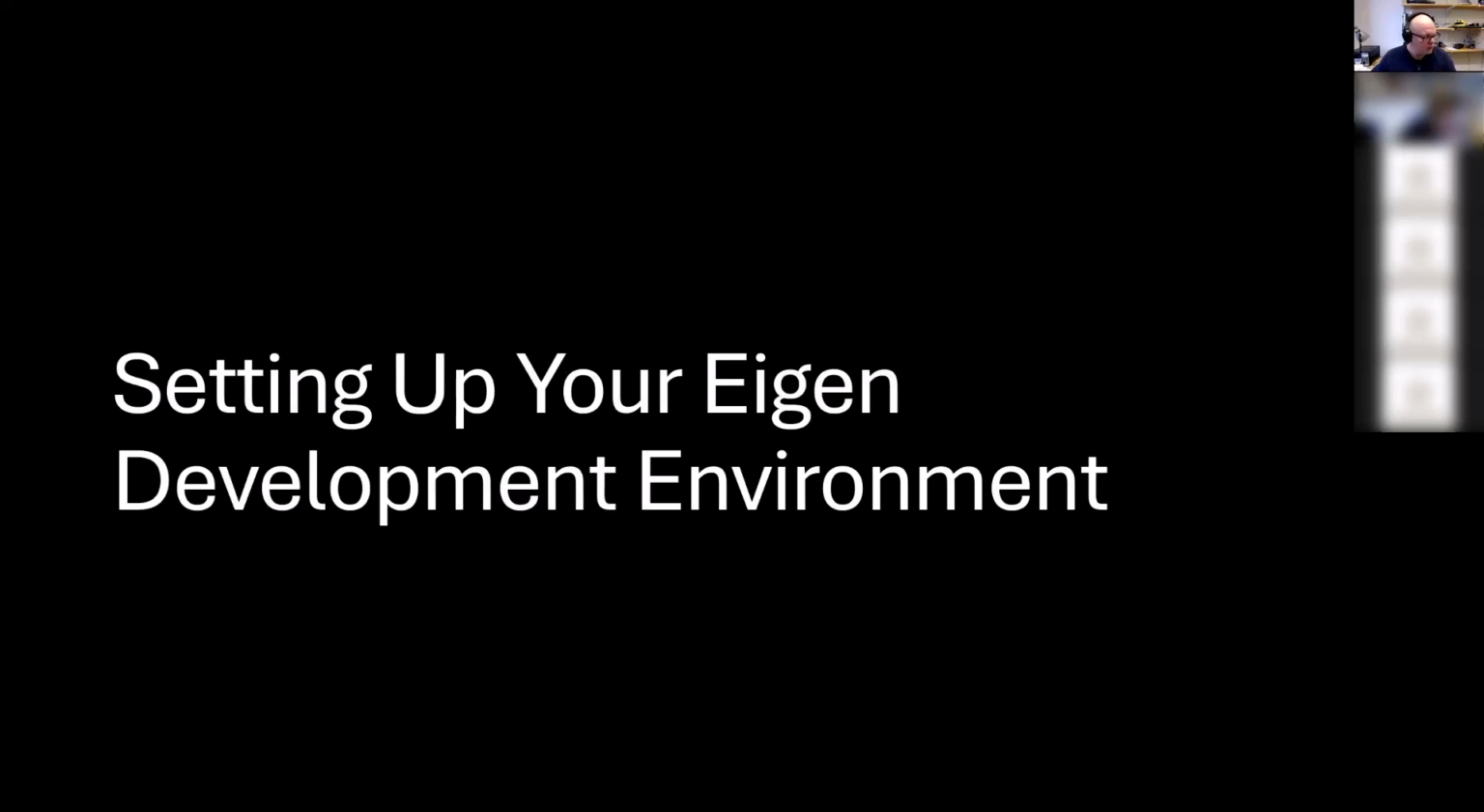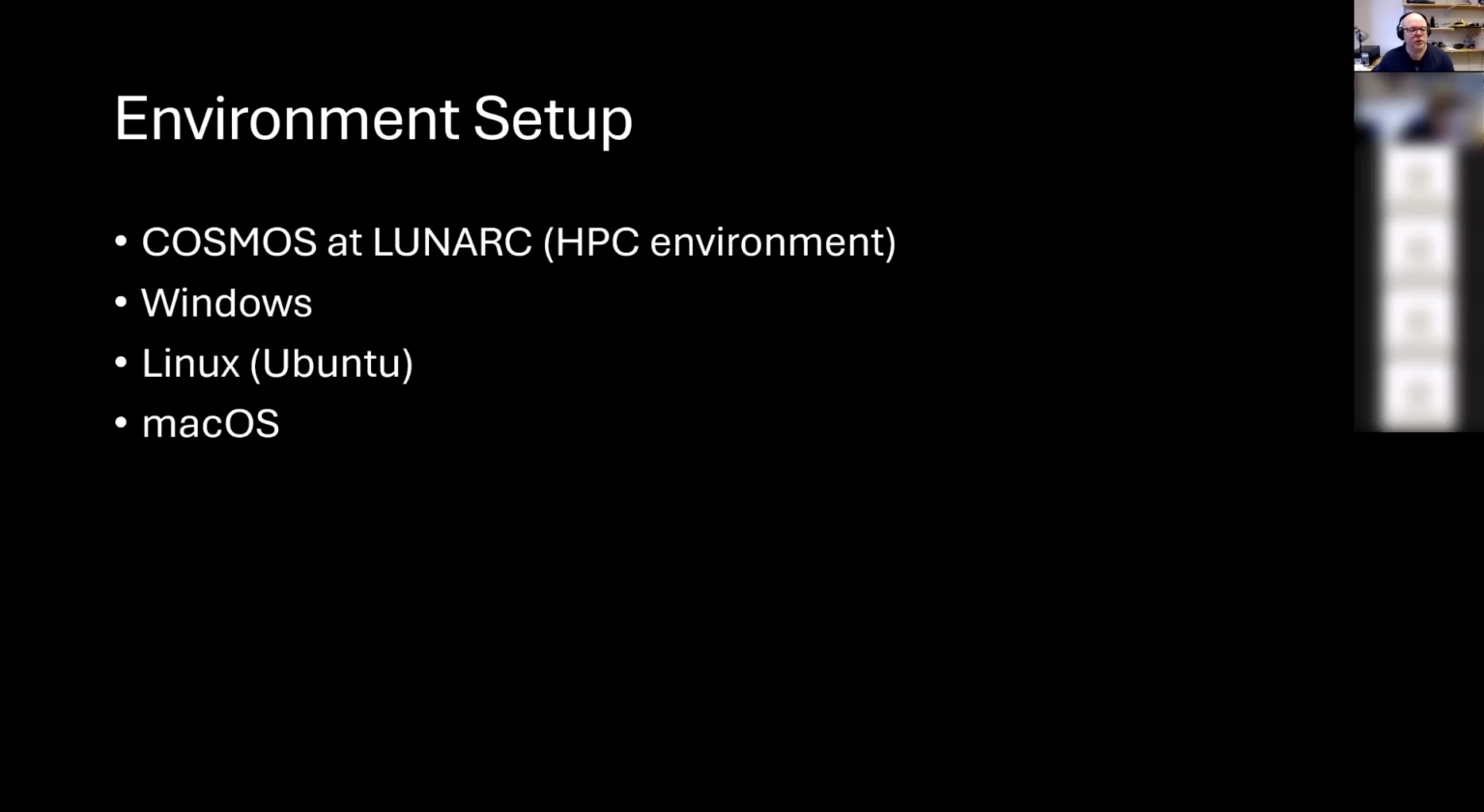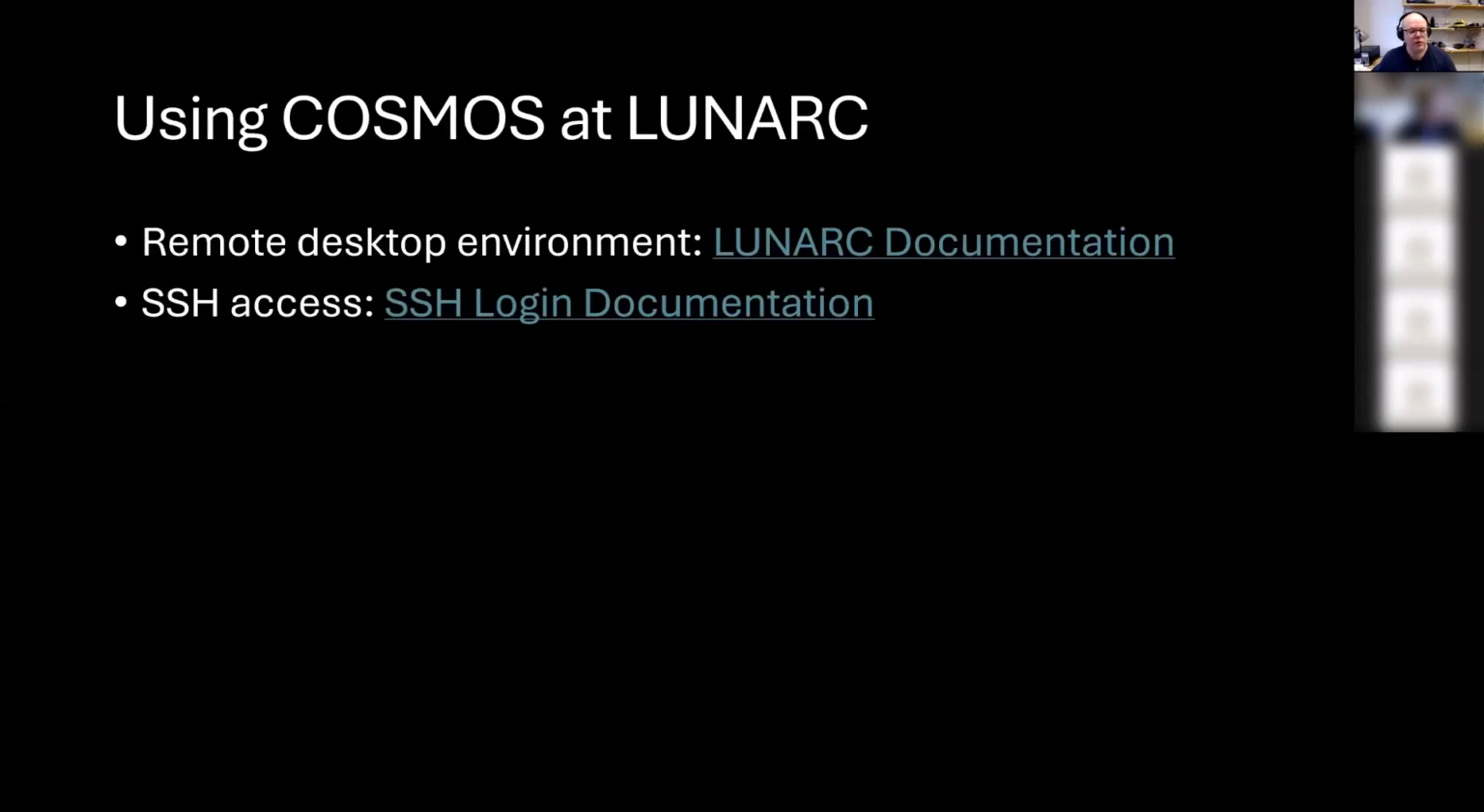This we've gone through here a bit already, but I'm just going to skip it here, so I'll go quickly through it. So Cosmos at Lunarc is one of the environments you can use. You can run it on Windows and Linux, Ubuntu, and Mac OS. If you want to use Cosmos, you should have applied for an account, and you should have gotten that, and you should be able to use our documentation here to log in. So I will open that one here.